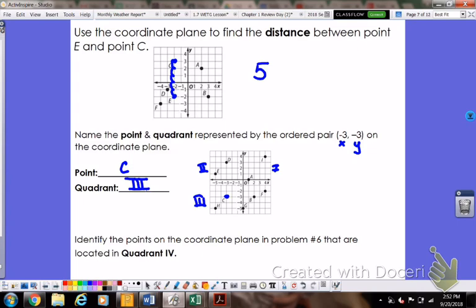And last question. Identify the points on the coordinate plane in problem number 6 that are located in quadrant 4. If we keep labeling, we have quadrant 4 here. This is problem 6, by the way, guys. So go back up here, we want to pick which points are in this quadrant. What points do we see? We see point B, and we see point F. Now notice we're not listing point G or point A because they were found on the x-axis and the y-axis. Like we said on the last slide, if they're on the axis, they are not in a quadrant. So the points in quadrant 4 are just B and F.